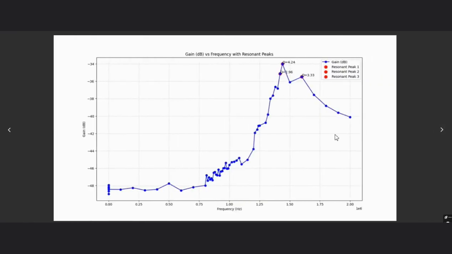Now this is our second graph. This graph shows multiple peaks. These are resonant frequencies of the photodiode, the frequencies at which the photodiode exhibits maximum sensitivity to light variations. The overall shape of the curve demonstrates how the response varies with frequency, providing insights into its operational limitations and optimal conditions.